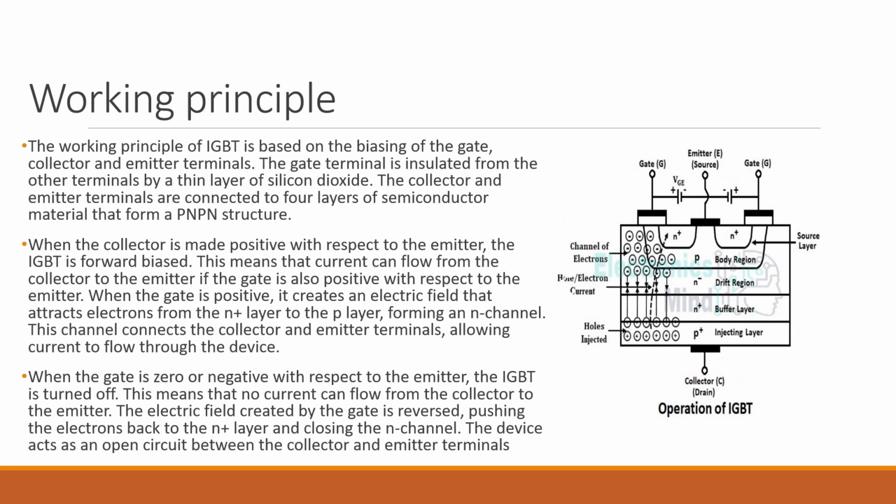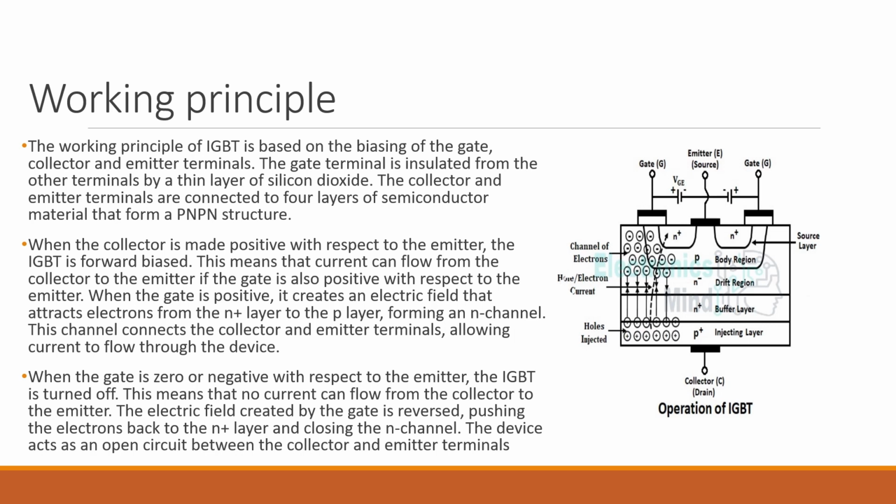The working principle of IGBT is based on the biasing of the gate, collector, and emitter terminals. The gate terminal is insulated from the other terminals by a thin layer of silicon dioxide. The collector and emitter terminals are connected to 4 layers of semiconductor material that form a PNPN structure.